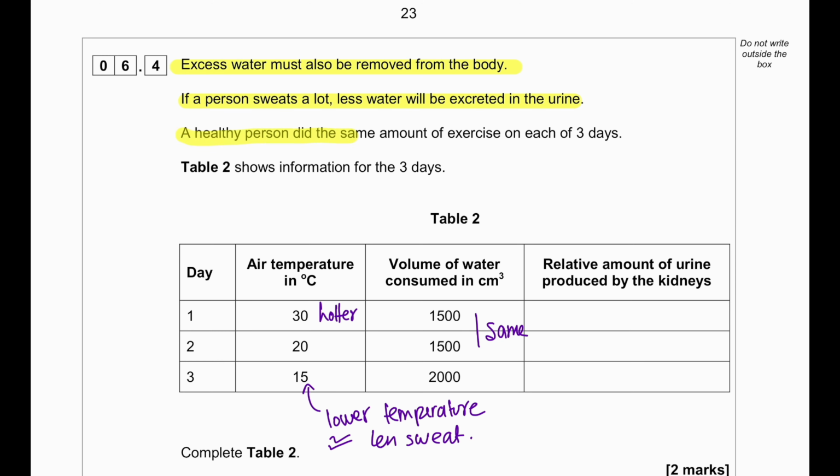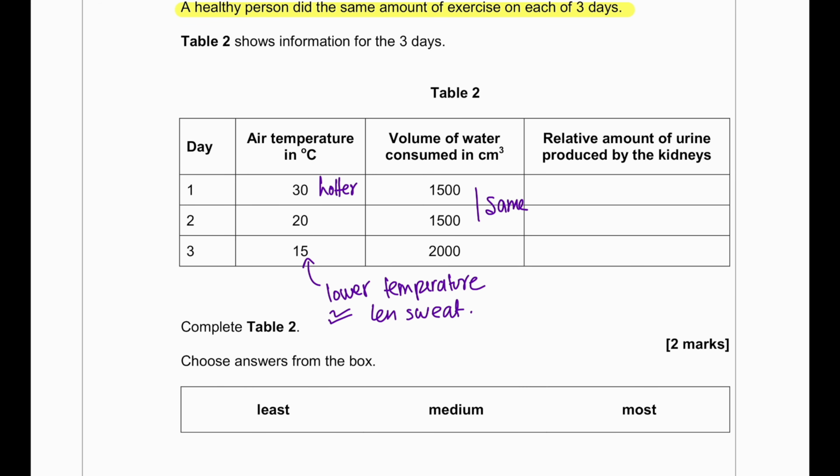A healthy person did the same amount of exercise on each of 3 days, where the air temperature on the days was 30, 20, and 15. The volume of water consumed at 30 and 20 degrees Celsius was the same, 1500, and at 15 degrees Celsius the volume of water consumed was higher, which was 2000.